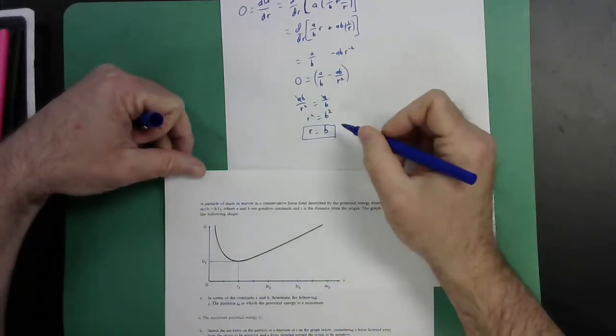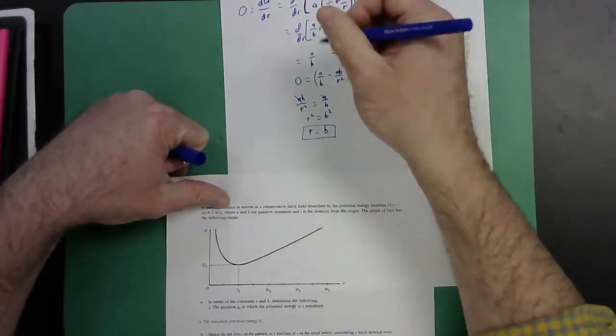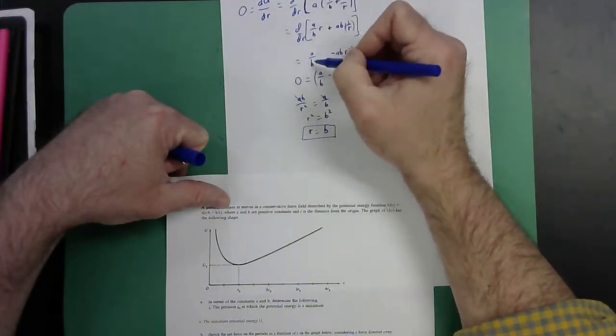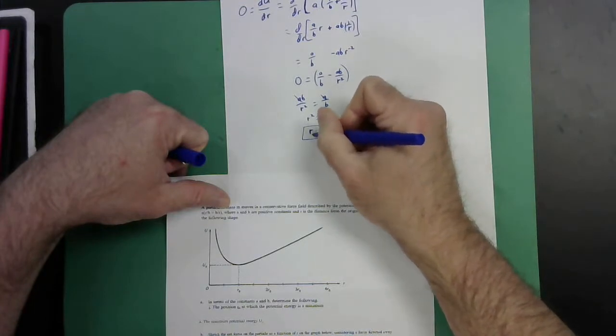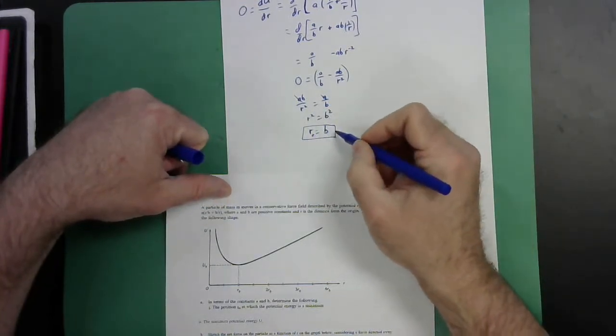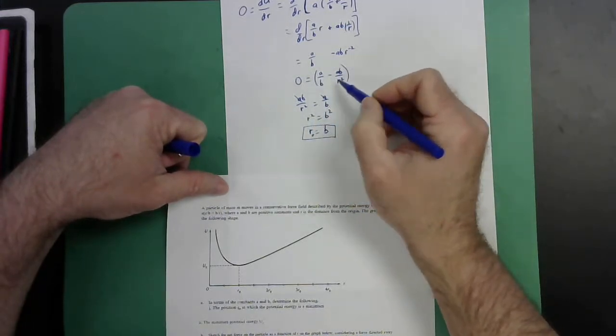Okay, that is the value of R that makes that minimum. Hey, by the way, that's R naught. So technically, as soon as I set this to 0, I was solving for R naught. Use their notation. Okay, so R naught is B. As soon as I set it to 0, I'm finding the minimum, so that R would be R naught.